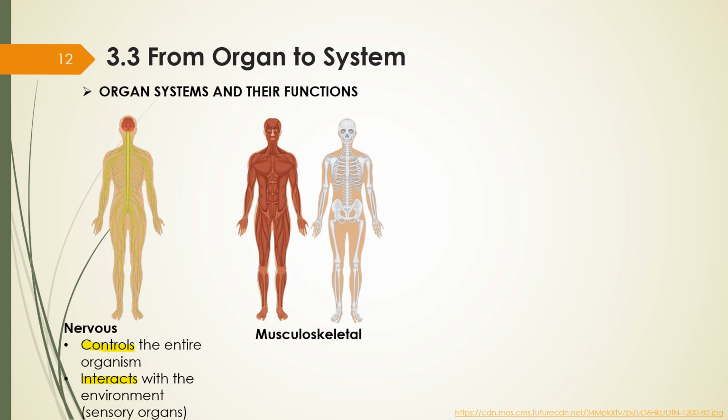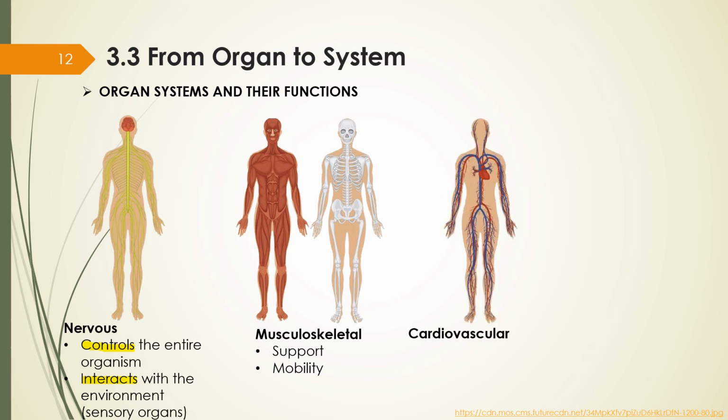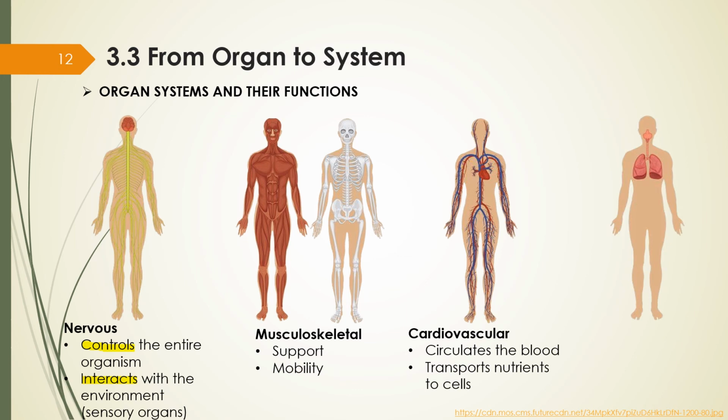Another one, musculoskeletal. The musculoskeletal system works together to support you and give you the mobility to move. Cardiovascular. The cardiovascular system has the function of circulating the blood, and the blood has the function of transporting nutrients and other substances to the cells. So the cardiovascular system transports nutrients and also some gases, oxygen and carbon dioxide. And it's also highly connected to the respiratory system. The respiratory system has the function of absorbing oxygen and expelling carbon dioxide.